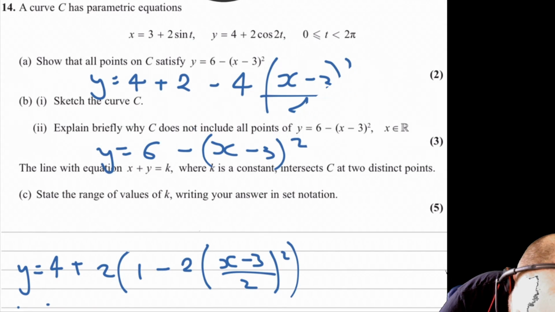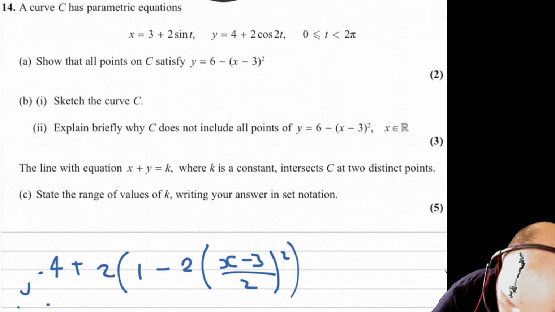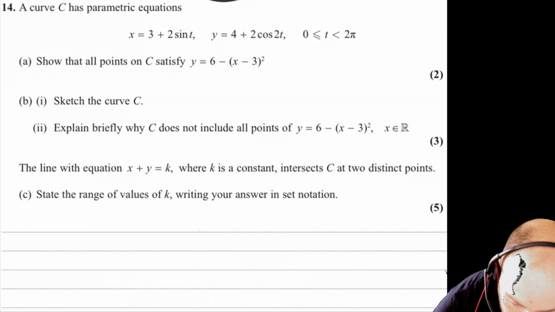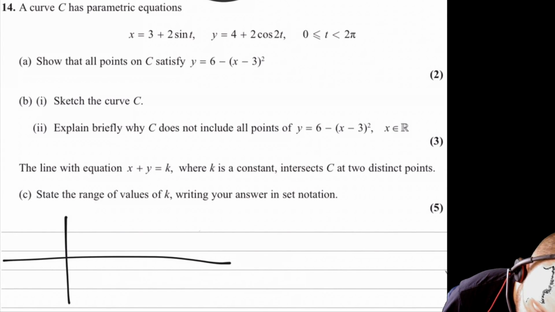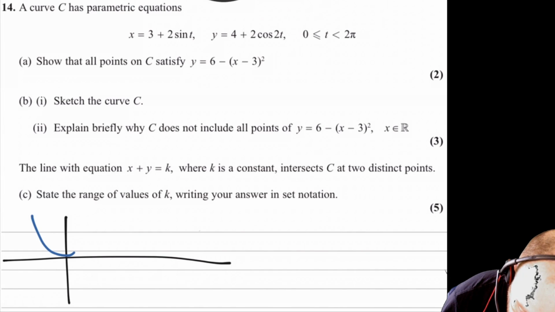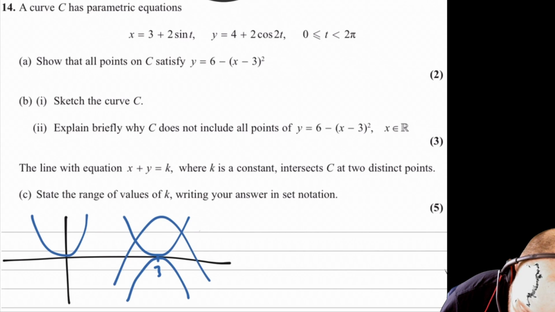Then it wants us to sketch this curve. So it's basically a quadratic moved to the right by 3 and then moved up by 6 and reflected. So quadratic moved to the right by 3, reflected, 6. Get rid of everything else.